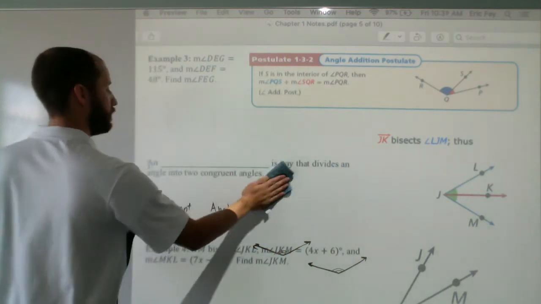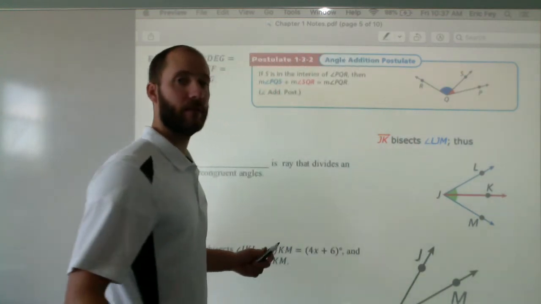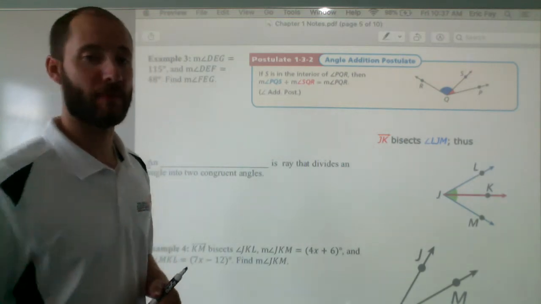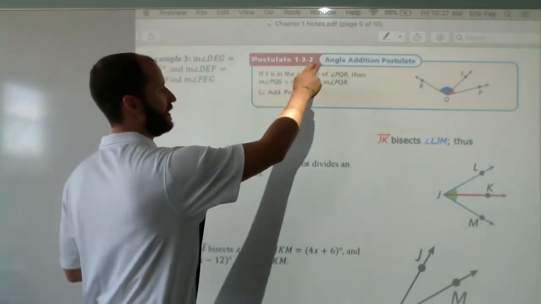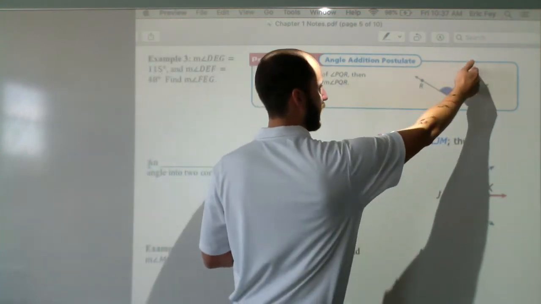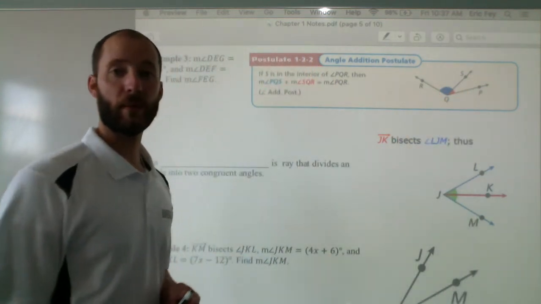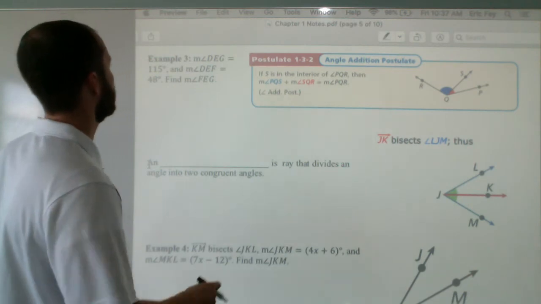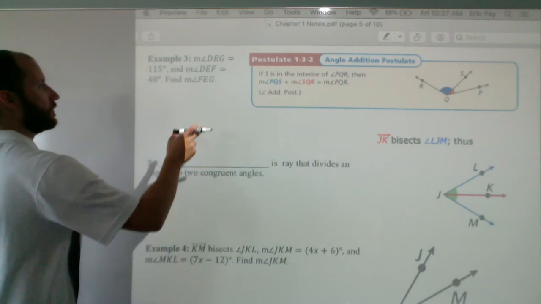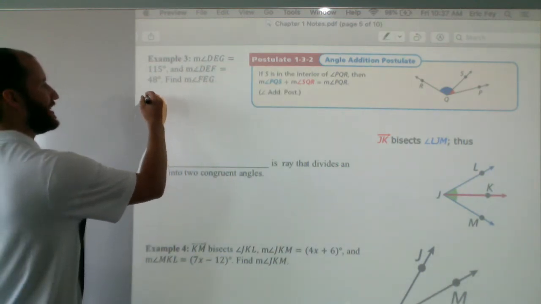So because we can measure angles, we can quantify them, that means we can add them up. So the angle addition postulate, much like the segment addition postulate. S is in the interior of an overall angle, angle PQR. So wherever S divides that angle, the two smaller pieces add up to the whole that we started with, angle addition postulate. So we have here the measure of angle DEG is equal to 115. The measure of angle DEF is 48. Find the measure of FEG.